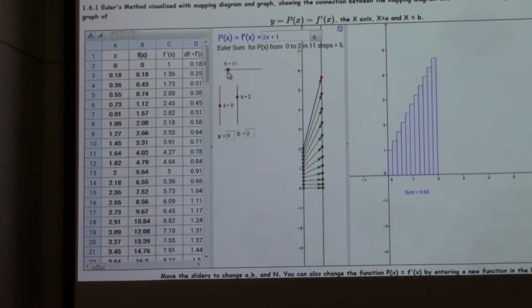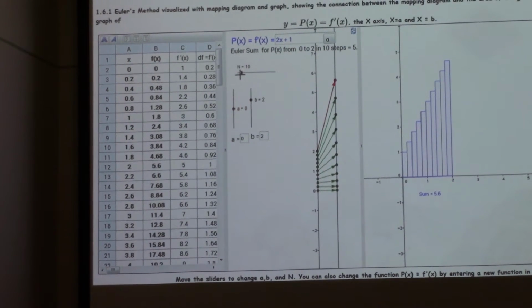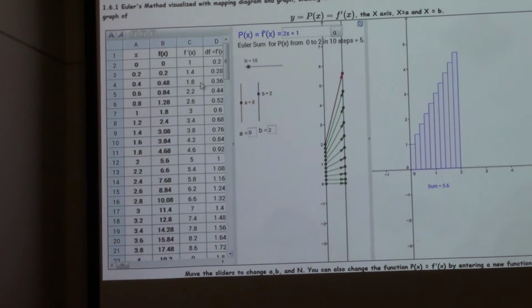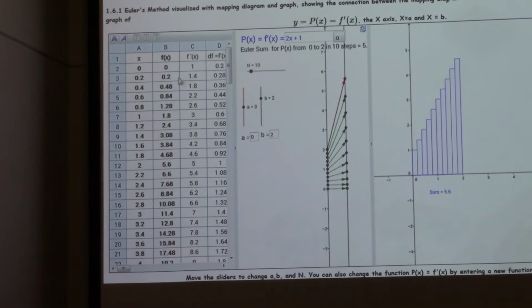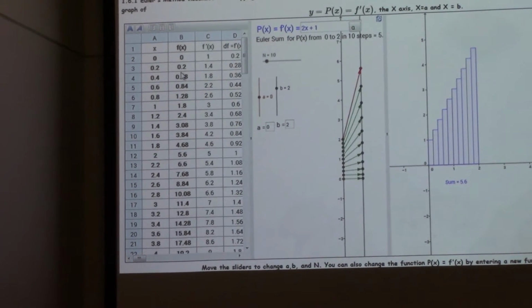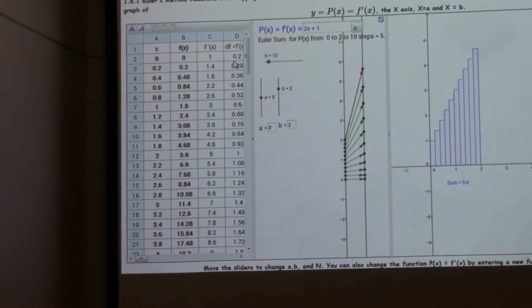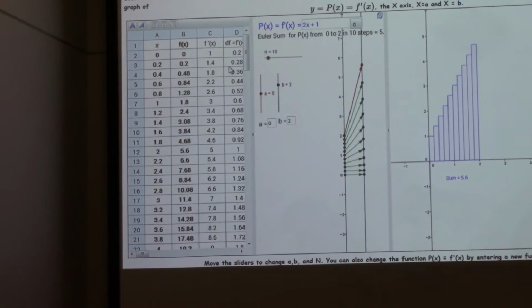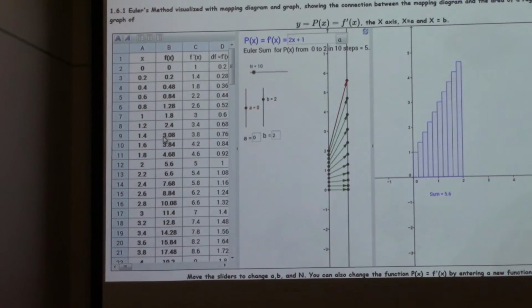So here n is 10, so 10 steps. This is 2x plus 1. That's the derivative, that's the rate. So I take that derivative and multiply it by 2/10, since I'm going from 0 to 2, and add it. Take that derivative, multiply it by 2/10 and add it. So that's what's happening. These are the additions.